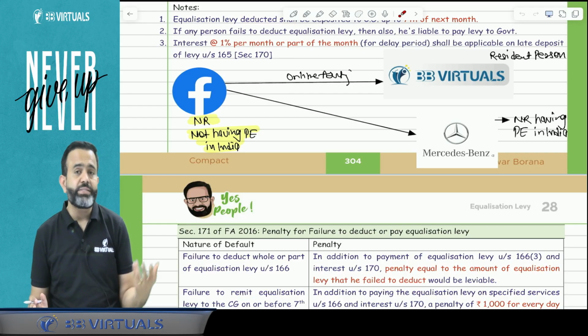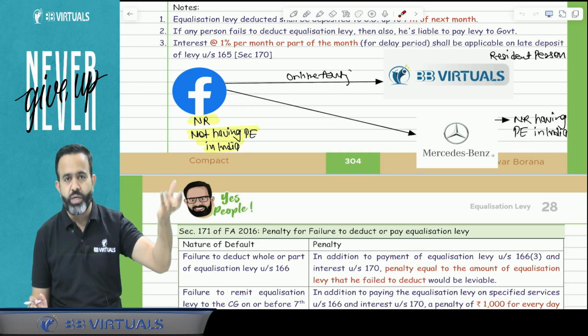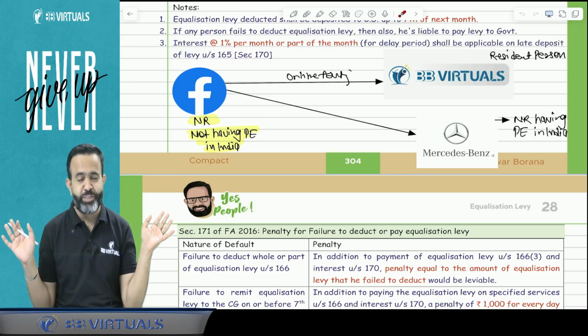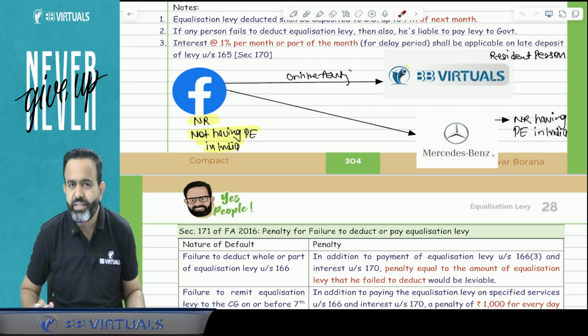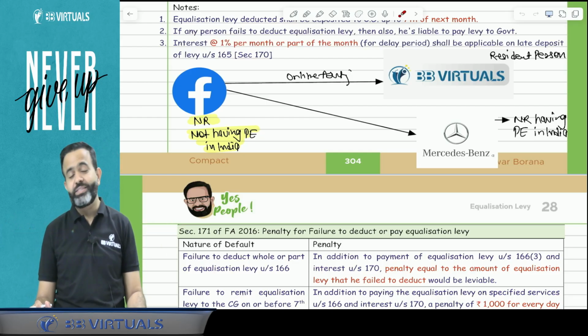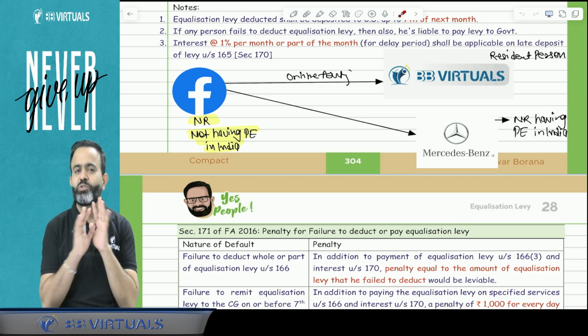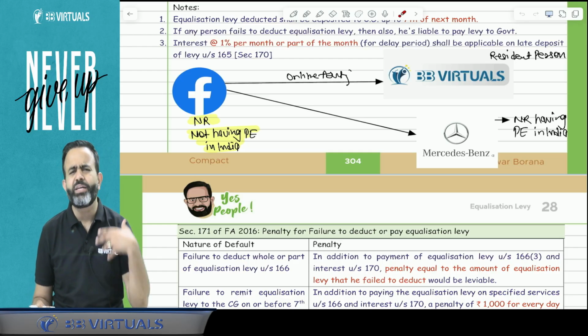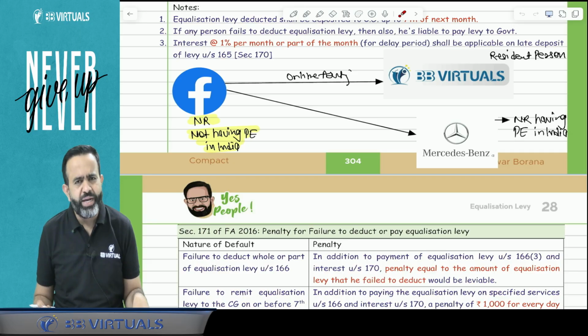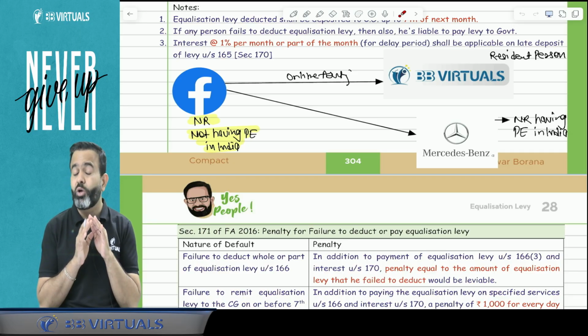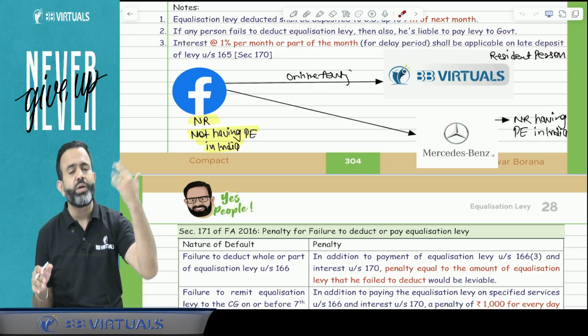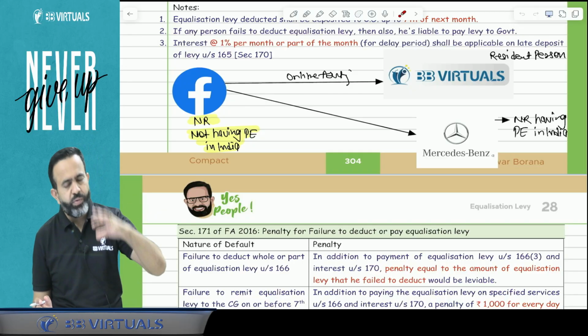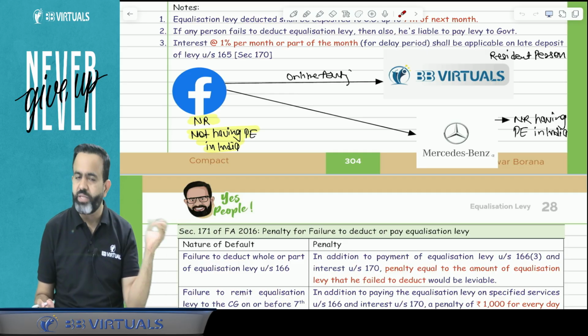Now guys, there are various digital companies like Facebook, Google and others. They do not have any permanent establishment in India, but they are earning crores of rupees from India. So is their income taxable in India or not? Answer is no, their income is not taxable in India. Like Google, Facebook and others, they earn thousands of crores from advertisement income, but their income is not taxable in India because they don't have a PE in India. So that's why our lawmakers introduced one concept, equalization levy.